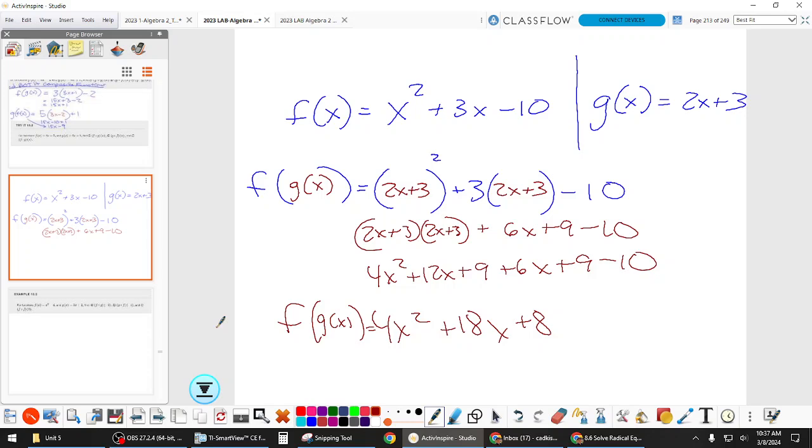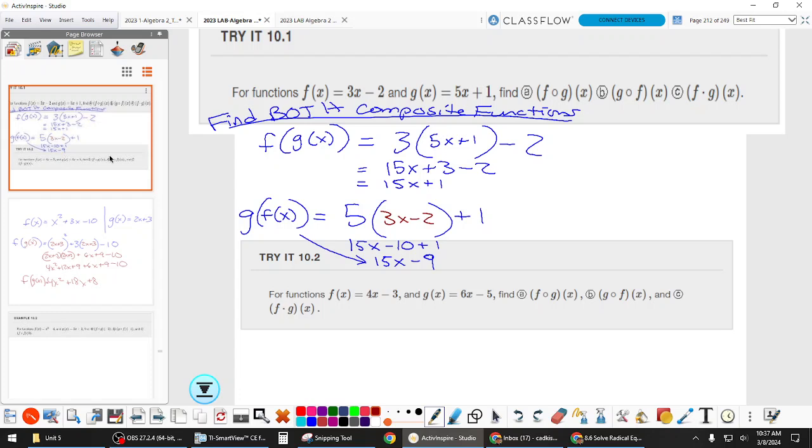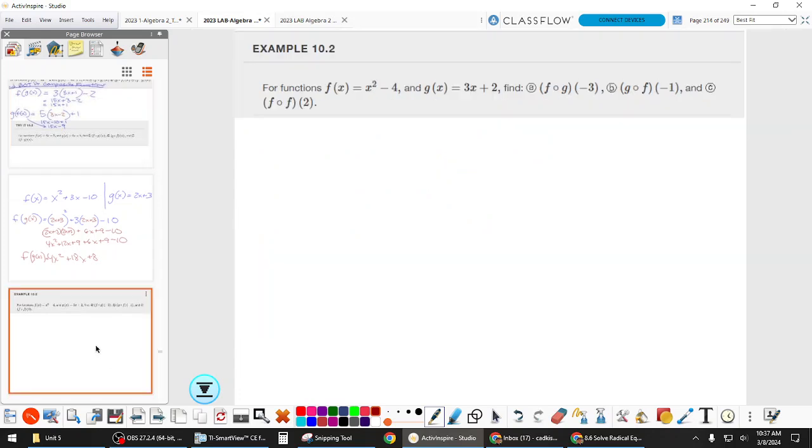So how do you feel about composite stuff? At least creating them like that. Doing okay? You probably noticed yesterday on some of these, f of g, and then it has this negative 3 there. What does that mean? What do you think? F of g of negative 3. That's how we would say that. What do you think that means? Yeah, so plug negative 3 in for x.